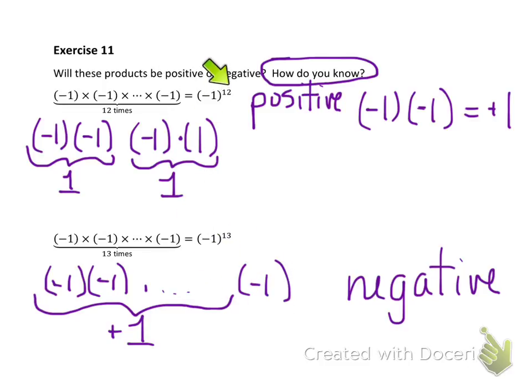You might notice 12 and 13 are both positive numbers, but yet one of them had a positive result and one of them had a negative result when raising -1 to that power. So what is it about 12 and 13 that makes this one positive and this one negative? Hopefully you saw that it had to do with the fact that we could pair these up because 12 was an even number, and this had one left over because 13 is an odd number.